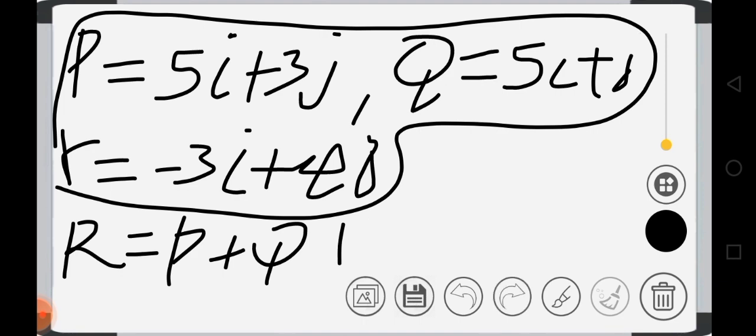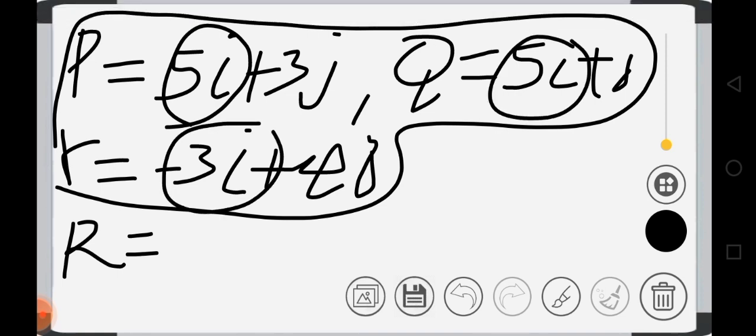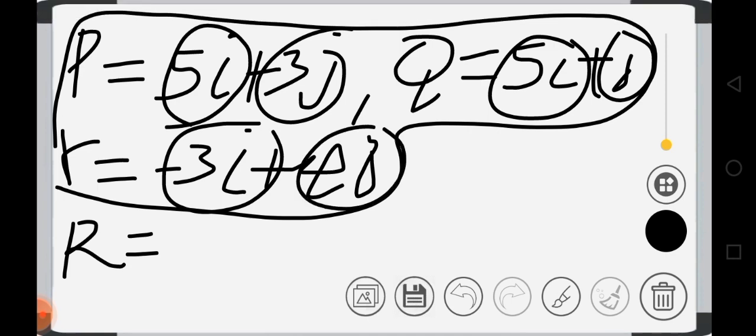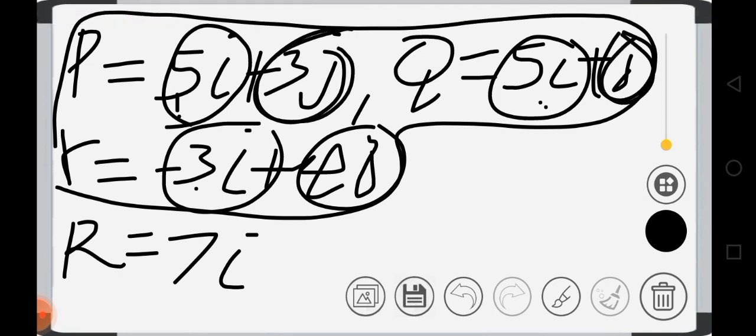So let's add now to see what we are going to have. Just add all the i's together, then add all the j's together so that you'll be very fast. So 5i plus 5i is 10i, and 10i minus 3i gives us 7i. Then let's go to the j. 3j plus 1j is 4j, and 4j plus 4j is plus 8j.